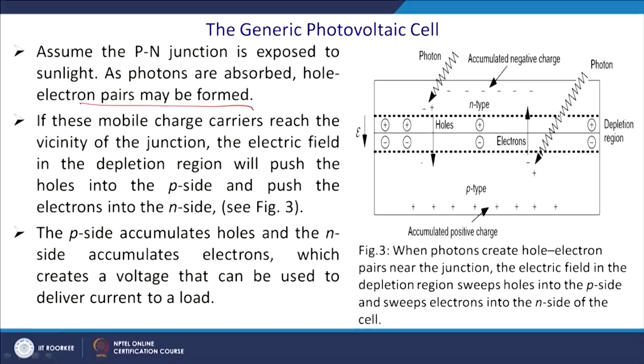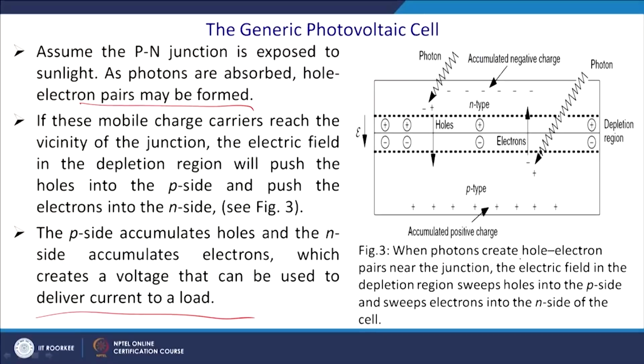This is the n type layer and this is the p type layer. Ultimately they change over, and thus the p side accumulates holes and the n side accumulates electrons, which creates a voltage that can be used to drive current to the load. That is the principle of operation of this p-n junction diode.